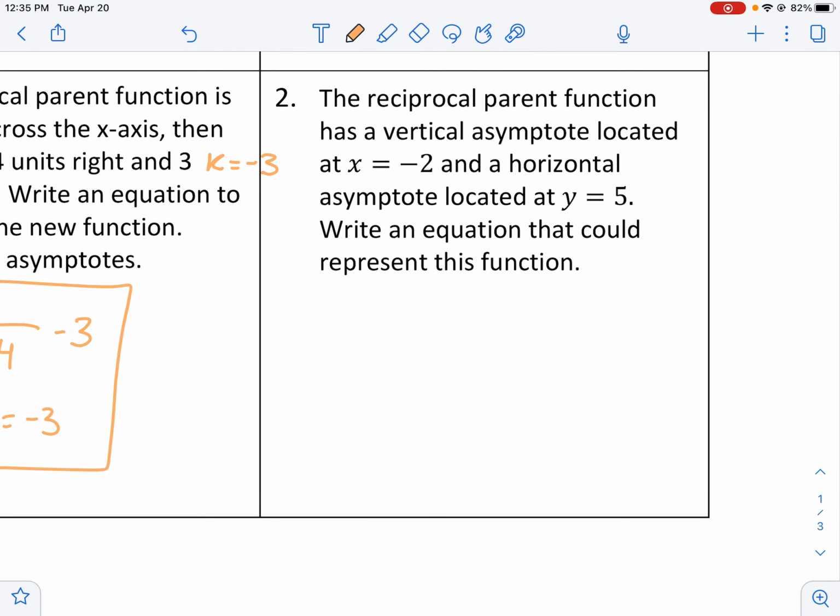The reciprocal parent function has a vertical asymptote located at x equals -2. Vertical asymptote is the h value, so h equals -2. The horizontal asymptote located at y equals 5 is the k value, so k is equal to +5. So then one representation of this equation would be 1 over x minus -2 plus 5, so that becomes 1 over x plus 2 plus 5, right? There's our equation.